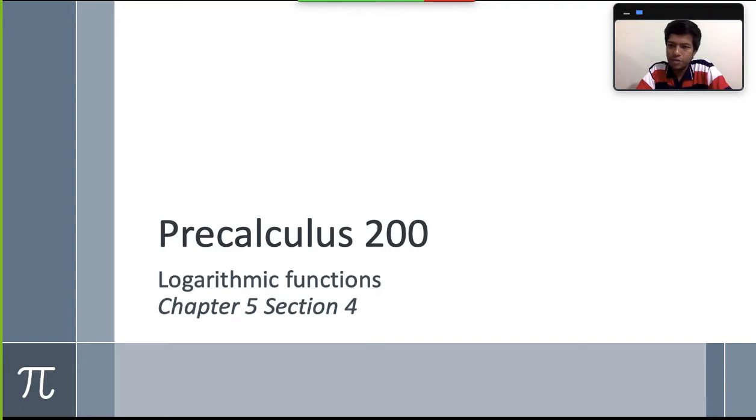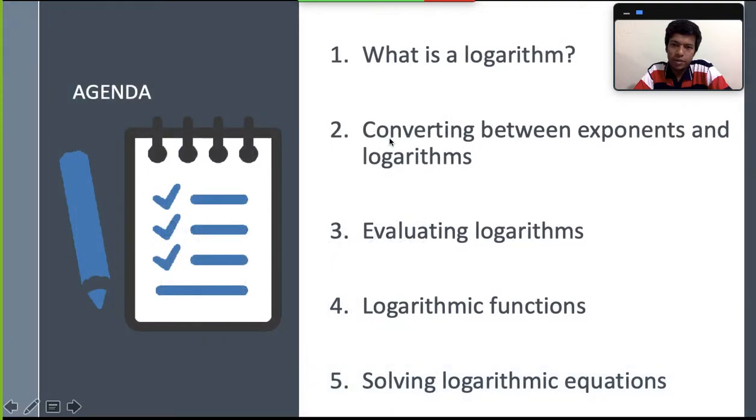This is about logarithmic functions, and this is the agenda. We have: what is a logarithm, converting between exponents and logarithms, evaluating logarithms, logarithmic functions, and solving logarithmic equations.